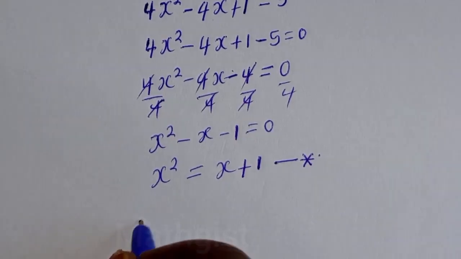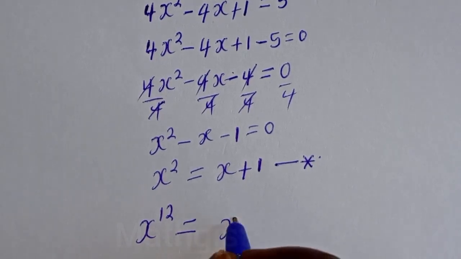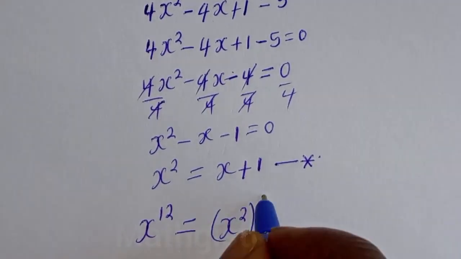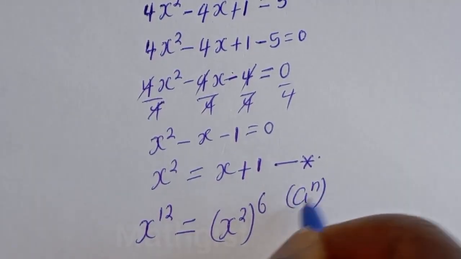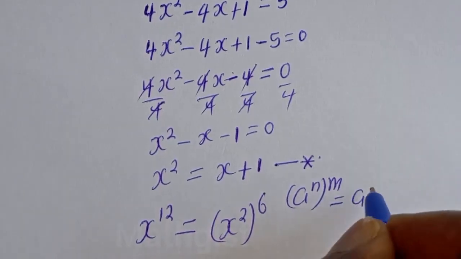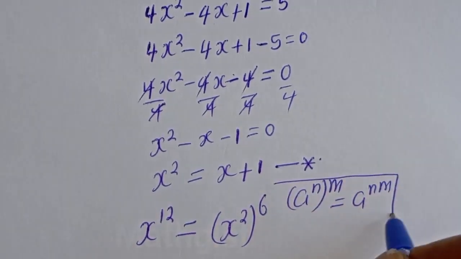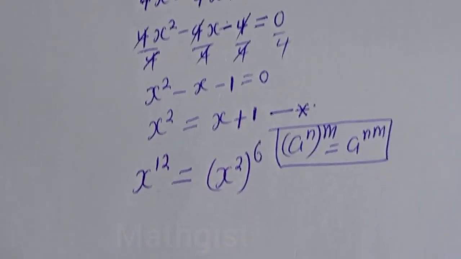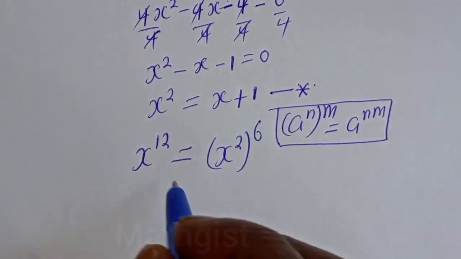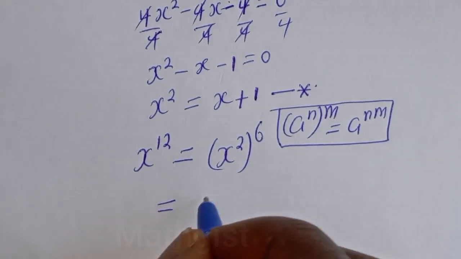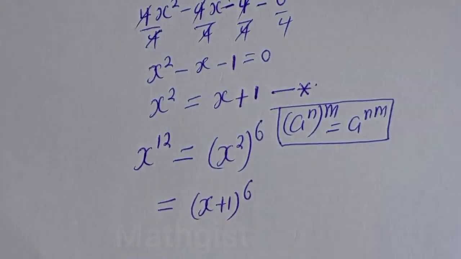But we know that x to the power of 12 can be written as (x²)⁶. That is from this exponential rule that if you have a raised to power n, to the power of m, this is equal to a raised to power nm. Then we know that x² is x + 1. Let's substitute. This is equal to (x + 1)⁶.